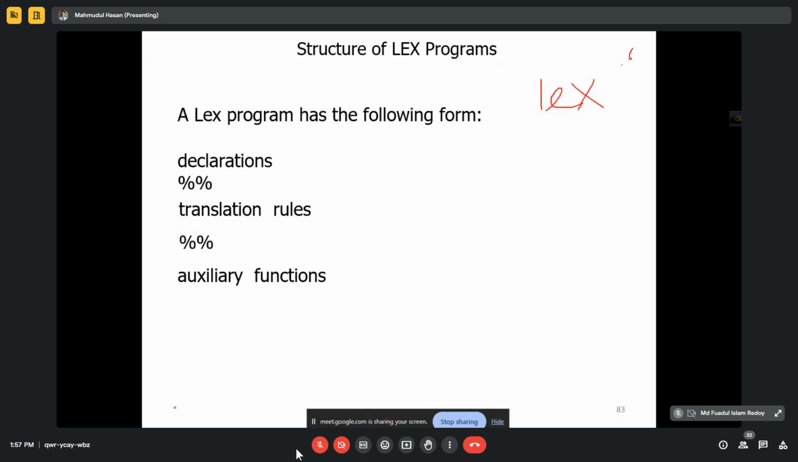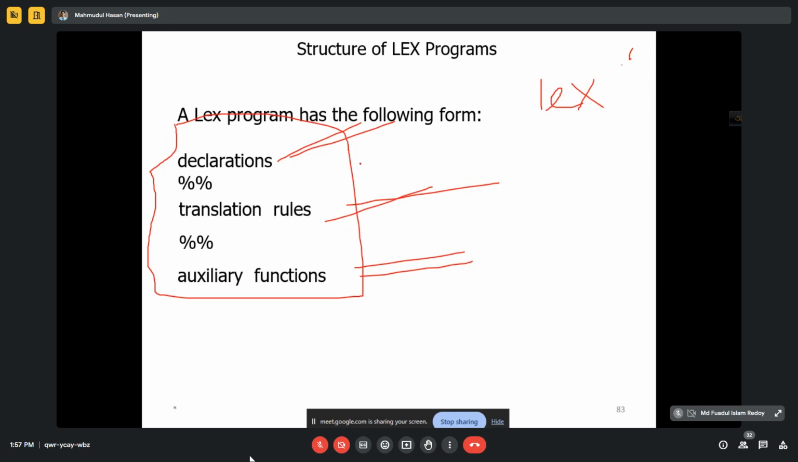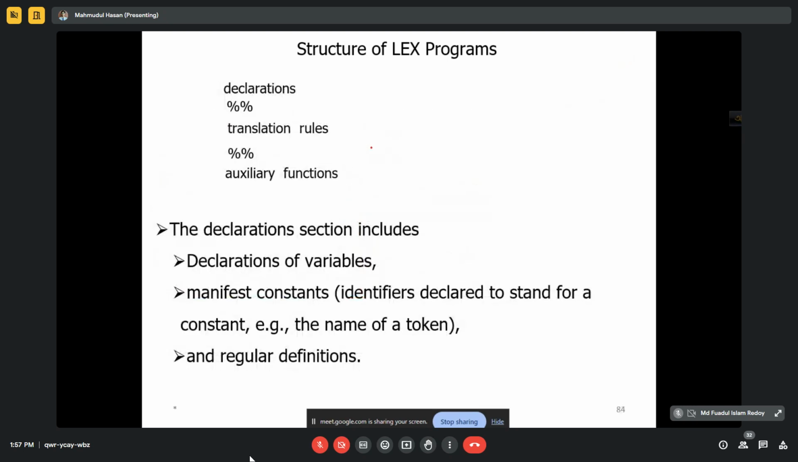So a C file contains your source code written in C, and a C file follows a structure: header files, then the main function, and so many things. In the same way, your lex file follows a structure: at first declaration, then translation rules, then auxiliary functions. What those things are, I will discuss, no problem. So the structure looks like this.